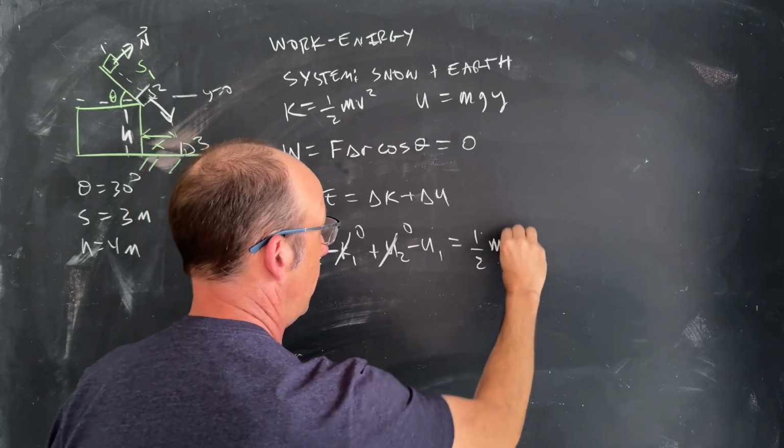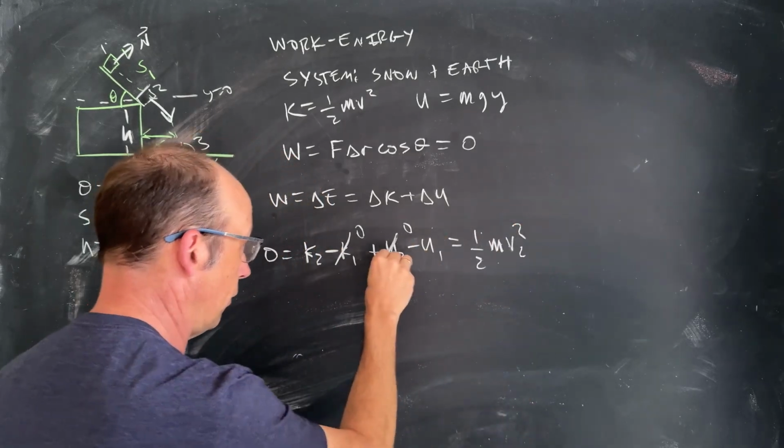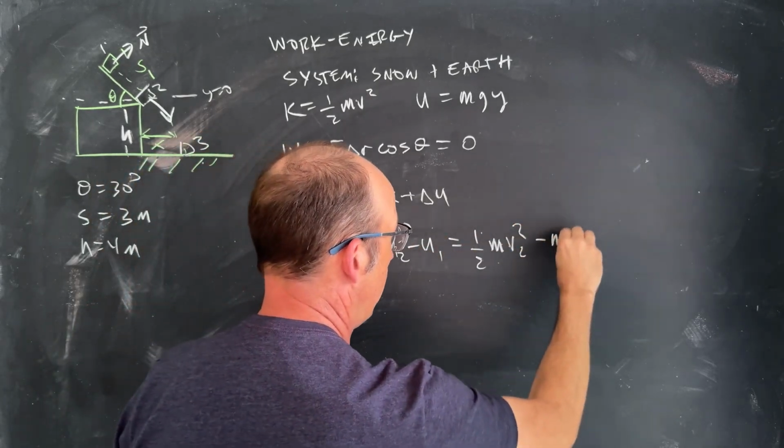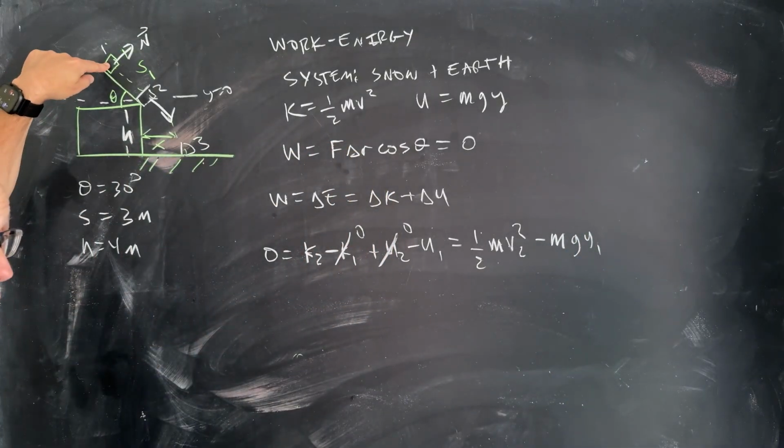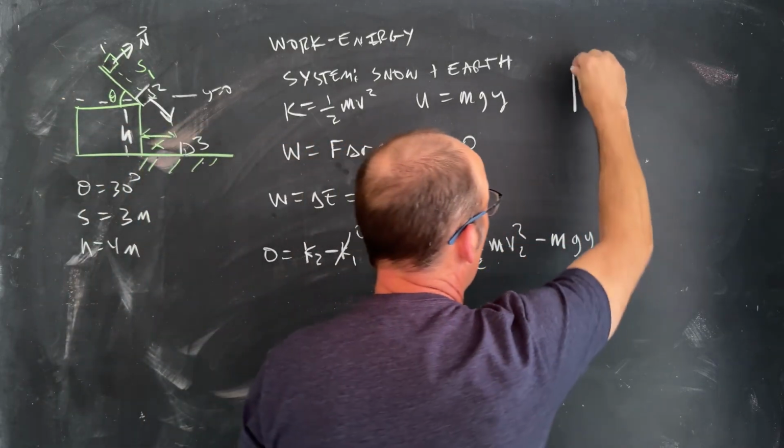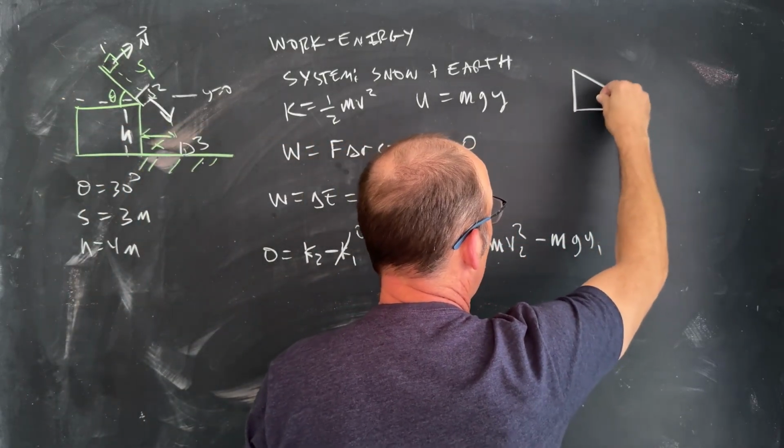So now I have 1/2 mv2 squared minus 0 plus 0 minus mg y1. y1 is the y value up here. We need to find the y value up there. Let's just draw a quick triangle. This is the angle theta.